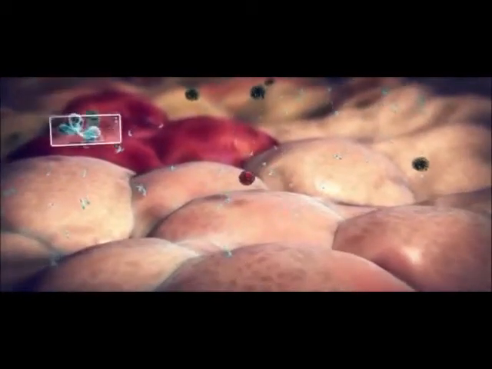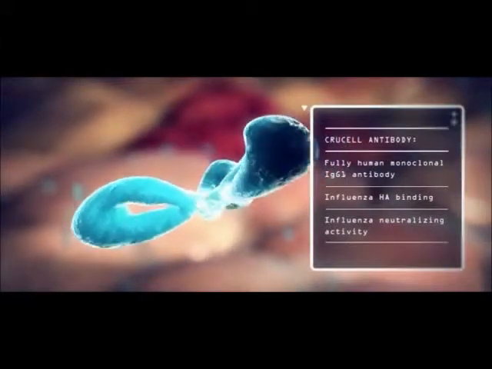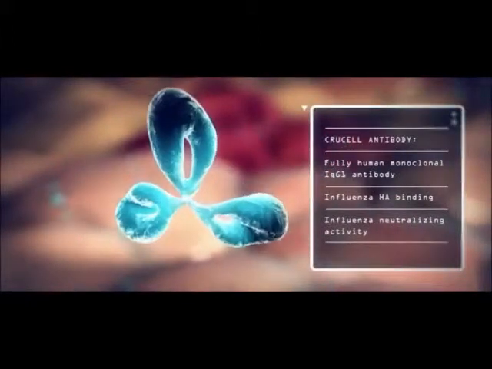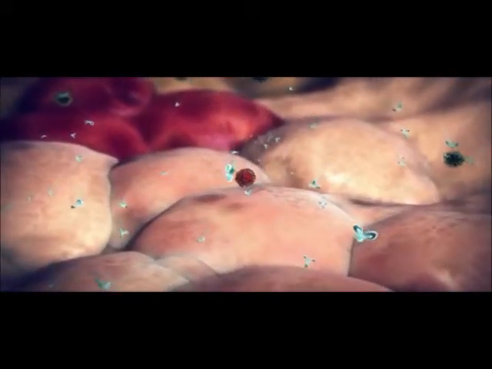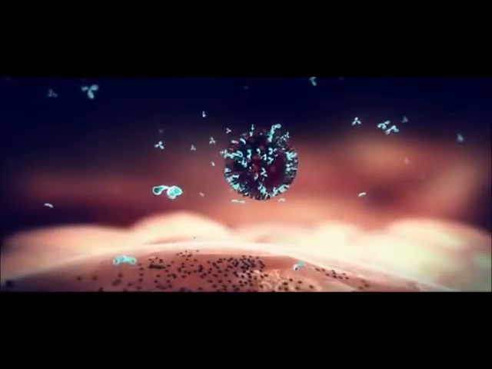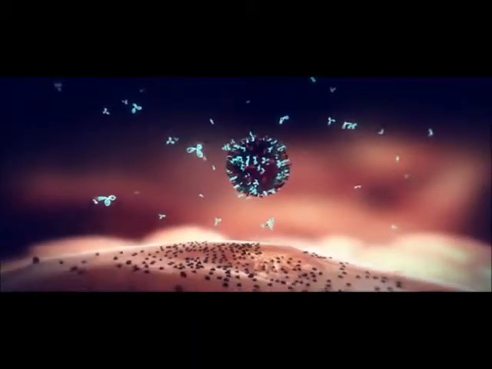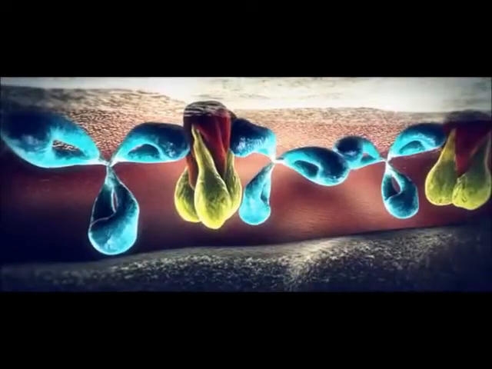To stop the influenza infection, Crucell researchers have discovered fully human monoclonal antibodies capable of neutralizing the virus. These antibodies specifically bind to the HA and are internalized together with the virus. When the pH drops in late endosomes, the antibodies remain bound to a highly conserved epitope located in the stem of the HA.